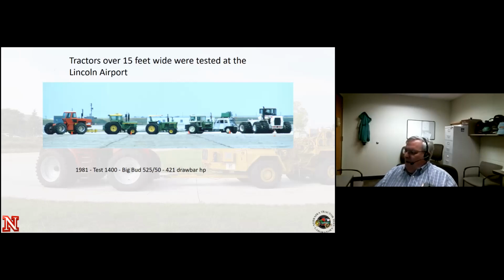When we had this concrete test track built in 1956, and we got something big in, we didn't have enough width for it, so we would go out to the Lincoln Airport and rent space on one of their unused ramps and set up a tractor testing course. So here's one of those. That's actually a Big Bud in 1981 with a bunch of load units behind it, and we used traffic cones to lay out a test course there. It was a nice, pretty level section of concrete that we could use.